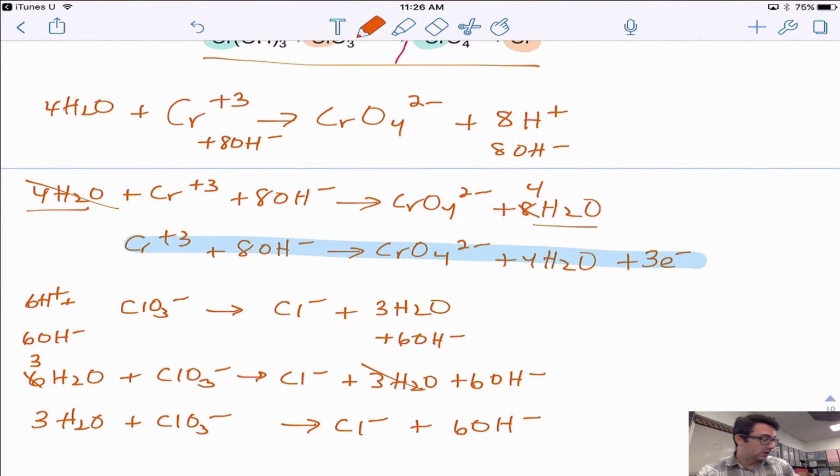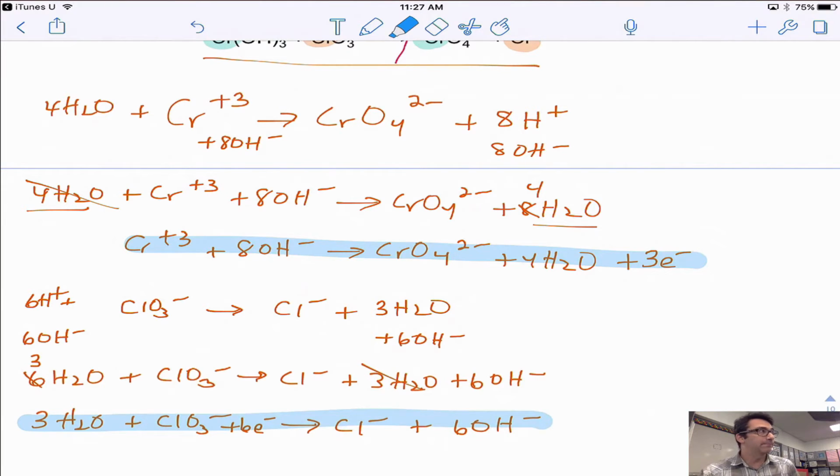And when I do that, on the left side I have minus 1, on the right side I have minus 7, so I need 6 electrons on the left. So now I have my 2 half reactions, and I put them in blue, and those are the 2 that I want to add together.